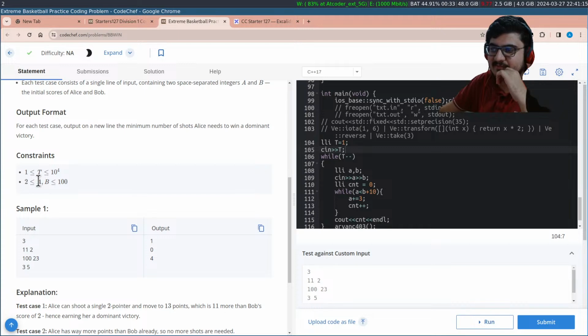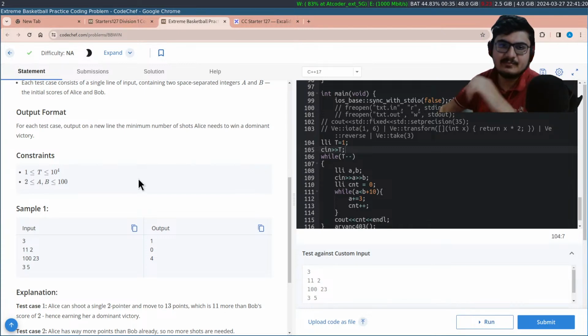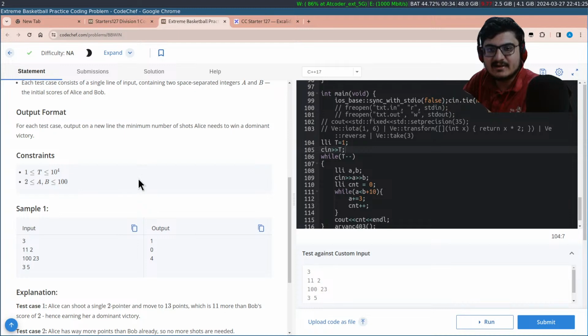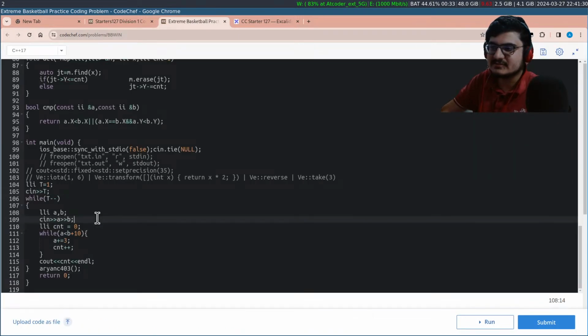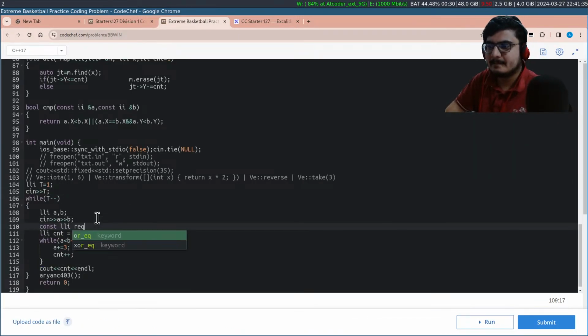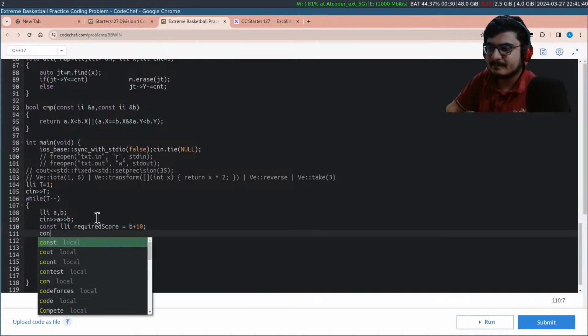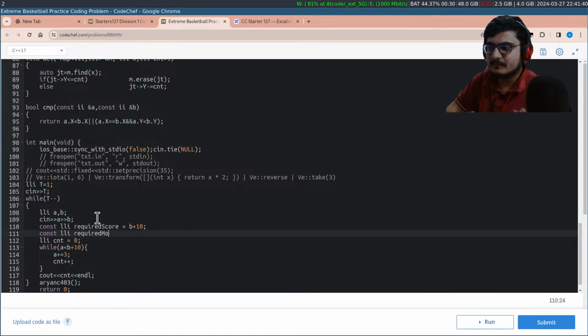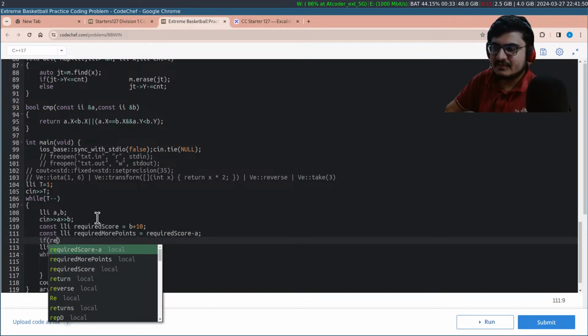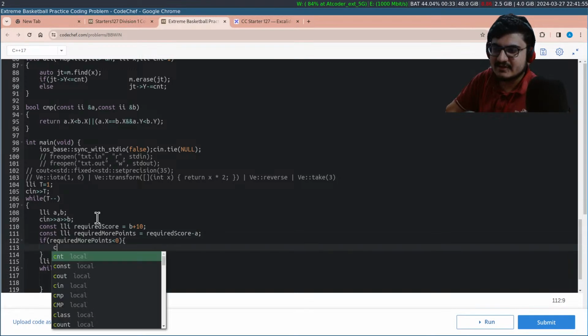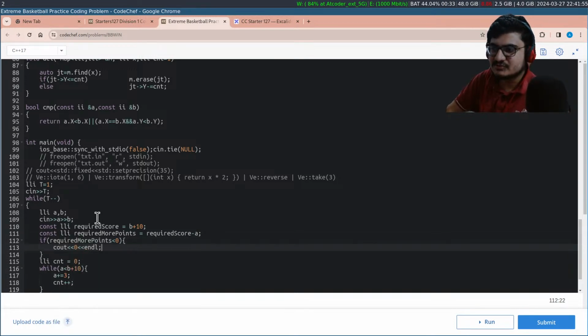The other way would have been to take the difference and use modulo 3. So the answer would be n divided by 3, and if there is a remainder, we handle it. We take the difference of the final score we need and the current score. We can say required score is 10. Minimum required more points would be required score minus Alice's score. If required more points is less than 0, we don't need any more shots. We output 0 and continue.